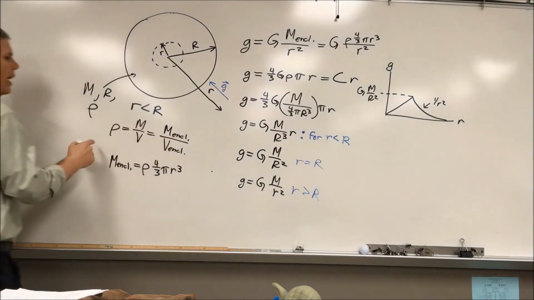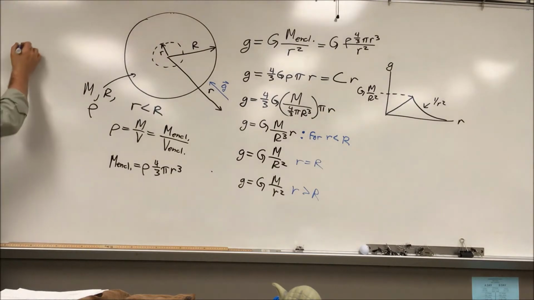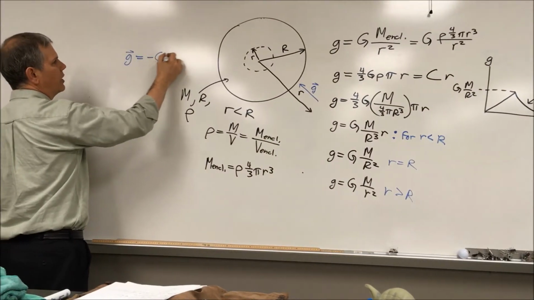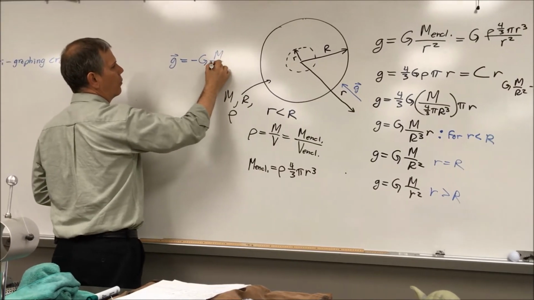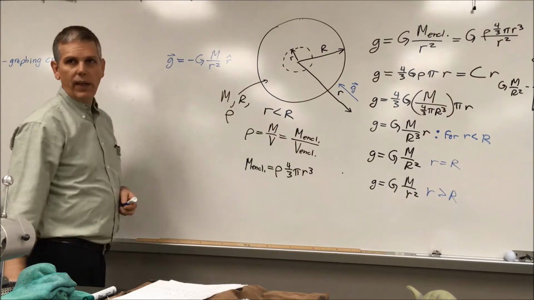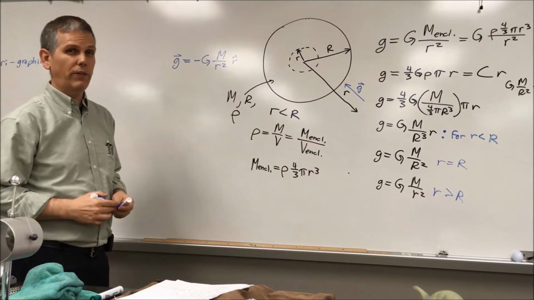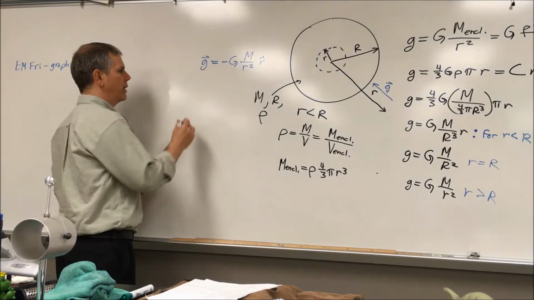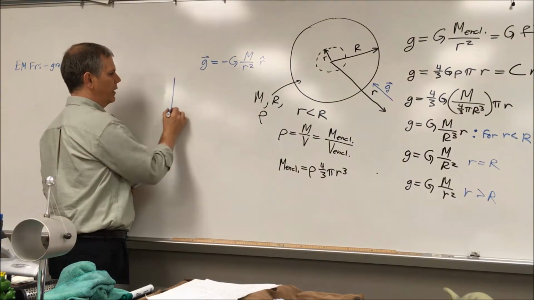Because our actual gravity equation, if we include the vectors, is that g as a vector equals negative G big M over r squared r hat. So that graph is correct for the magnitude only. But if I want the actual graph, it looks like this.